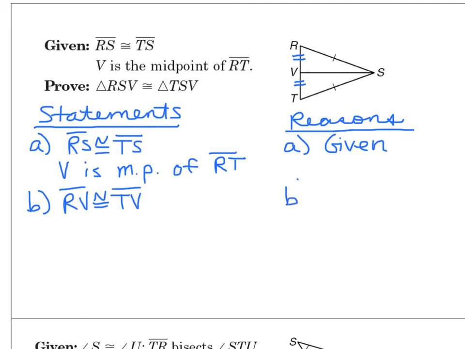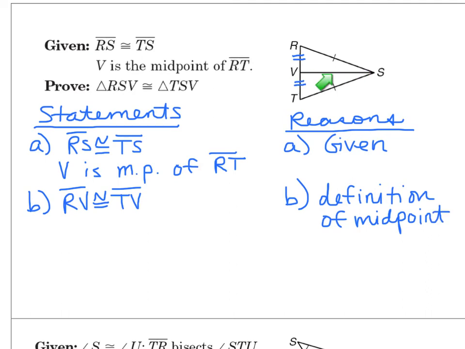And the reason that we got to add those marks is because we were told V is the midpoint, and that's what midpoint means. What we're going to write down is definition of midpoint. Now, we also get to mark that these two triangles are sharing a side. So we're going to mark that congruent. And the way that we're going to write about this in the proof is we're going to say that segment VS is congruent to segment VS.